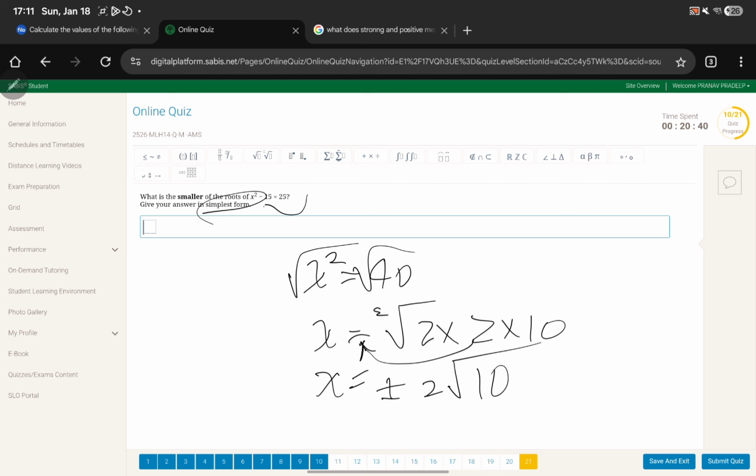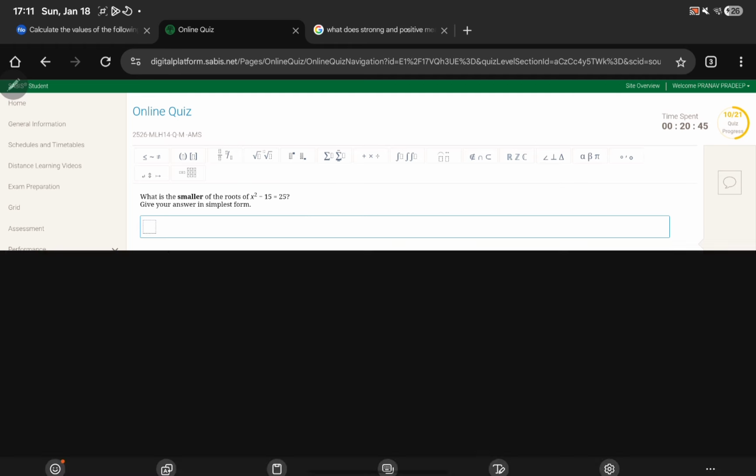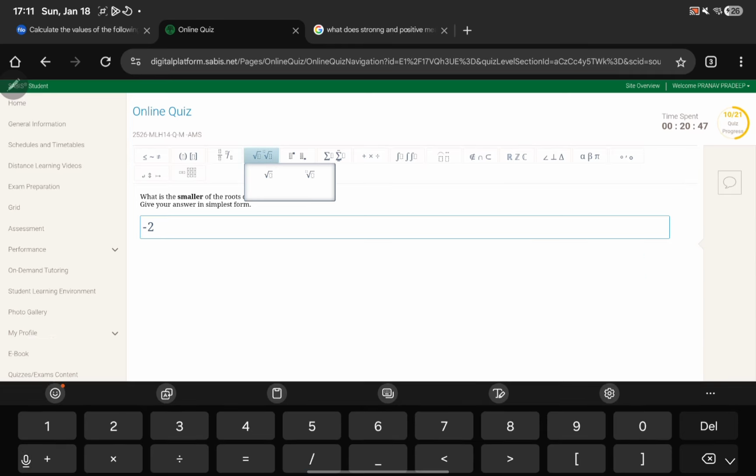So they're asking for the smaller root. It's going to be negative 2 radical 10, like this, and put 10.